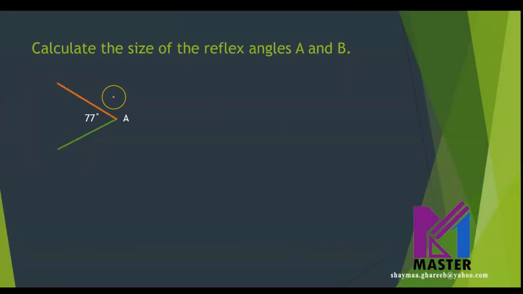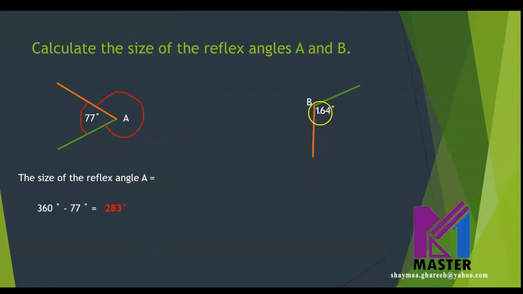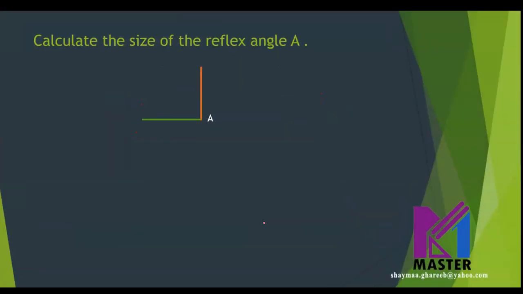Now look at this example. Think of it and try to find the size of the reflex angle A. So we are going to do exactly the same. Subtract the 77 from the 360. This is the opposite angle, and this is the reflex angle A. So when we subtract, we will get 283, the size of the reflex angle A is 283. Now look at the second example. We have a reflex angle B. Here it is. And the opposite angle is 164. So to calculate the size of the reflex angle B, I'm going to subtract the 164 from 360, which is 196. Then the size of the reflex angle B is 196 degrees.